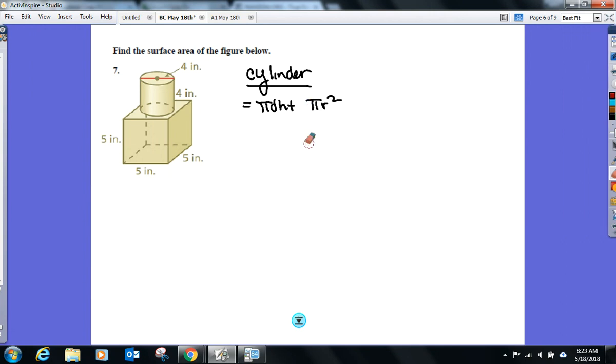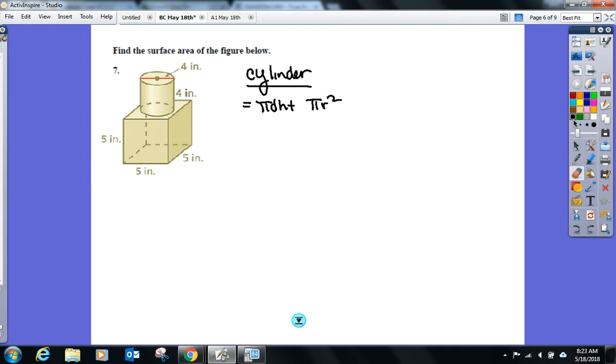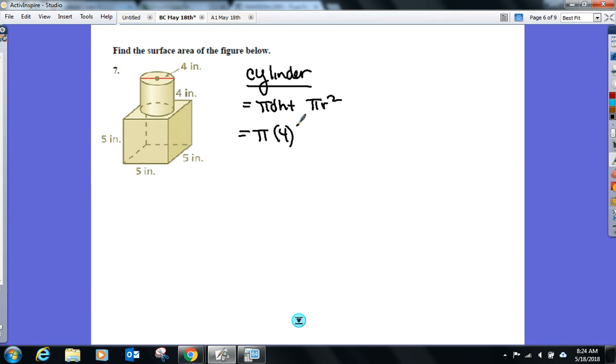Surface area: everything on the outside. We cannot count what's being covered up. So for the cylinder, it'll be pi times diameter of 4 times the height of 4, plus pi times the radius, which will be 2, squared. 16 pi plus 4 pi, 20 pi for now. I'll go back and work with that in a second.